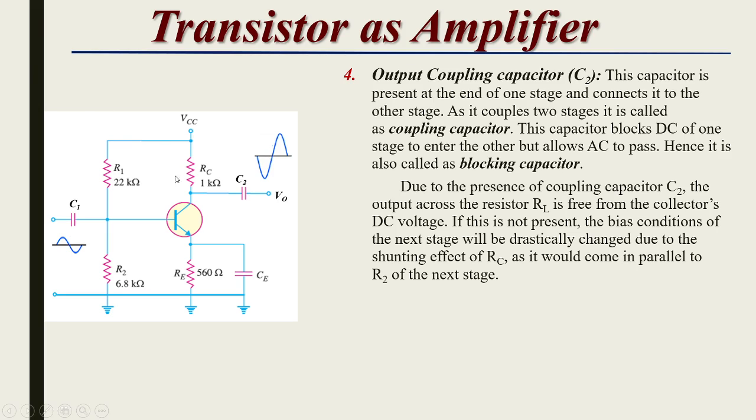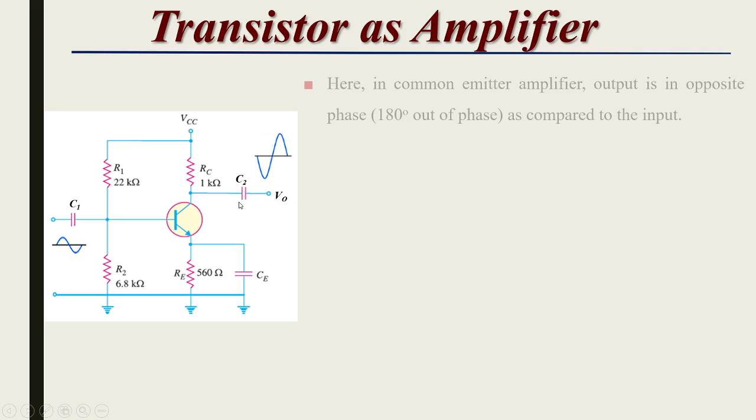That means whatever DC components are present on this output side will be blocked by this coupling capacitor C2, and at the output we get a pure AC signal. So this is also very important at the output stage.